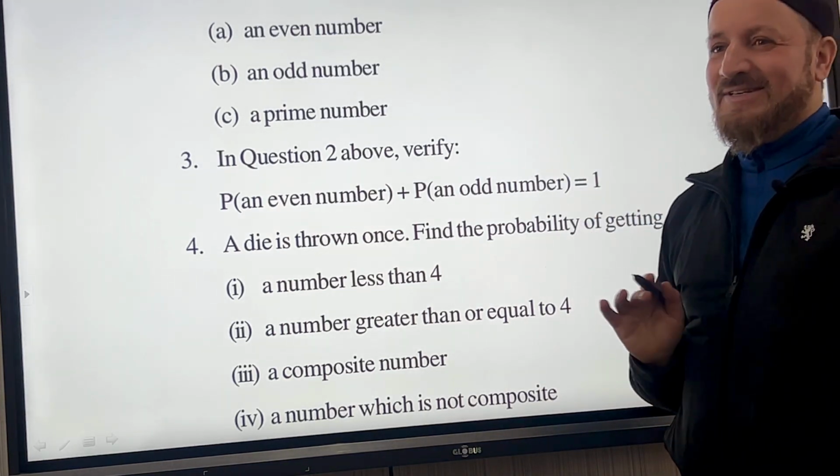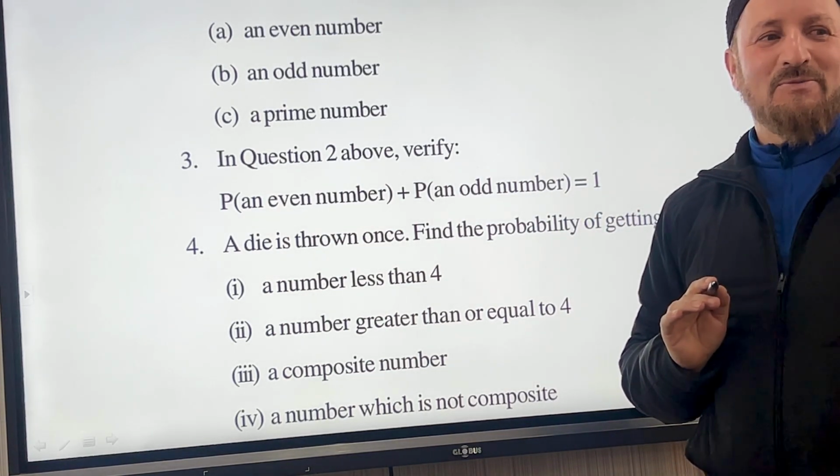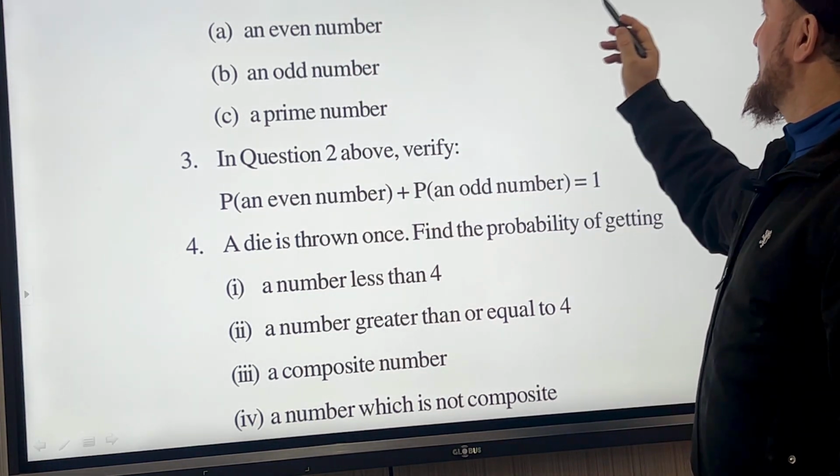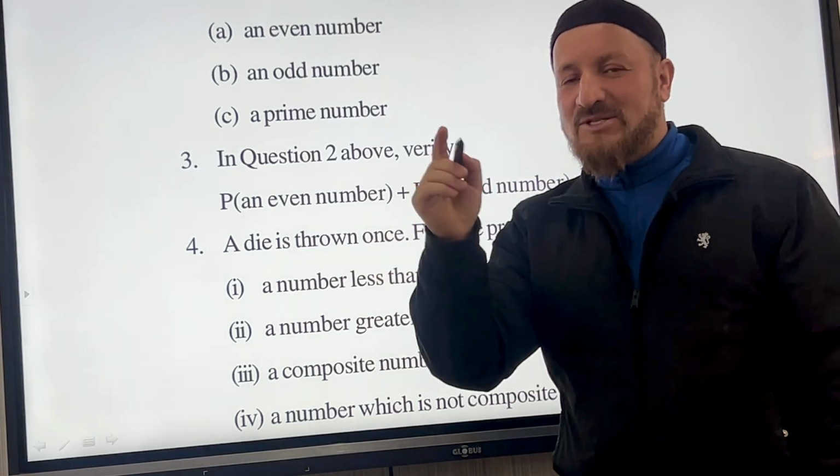Okay, only the second question. It's simple. A die is thrown once. What is the probability of getting an even number, odd number, prime number? Quickly tell me.